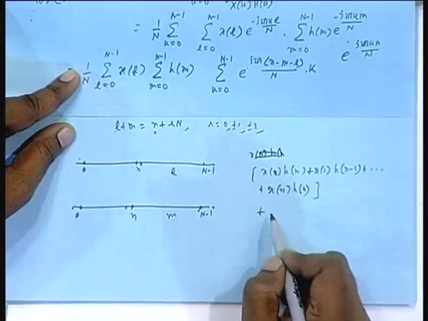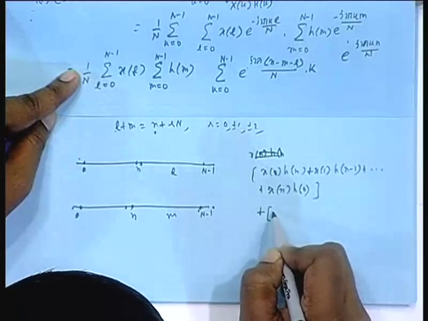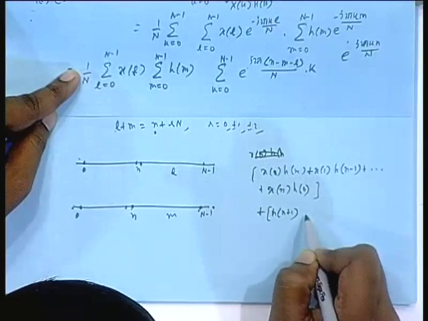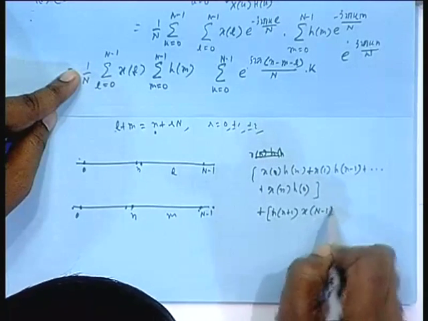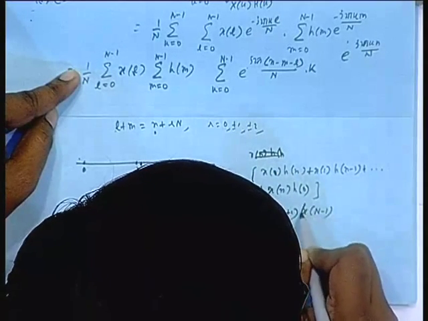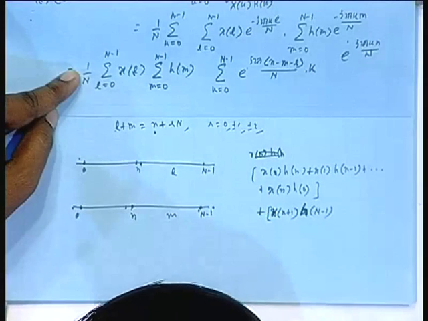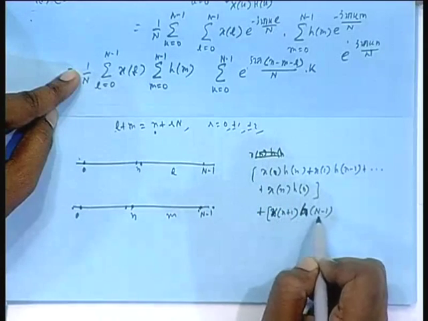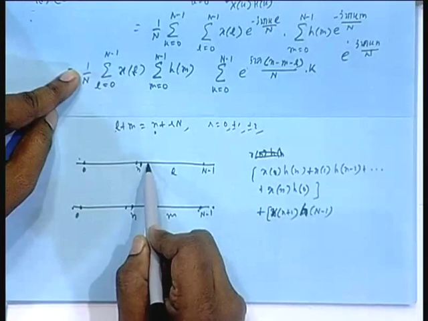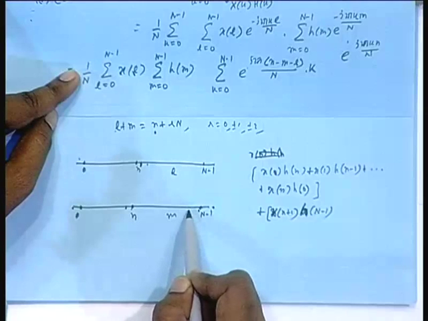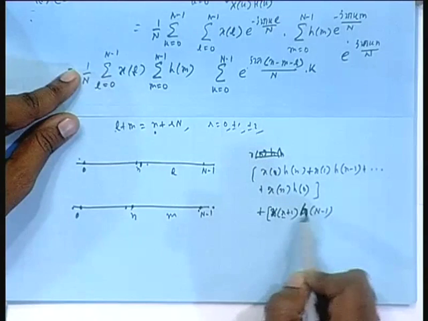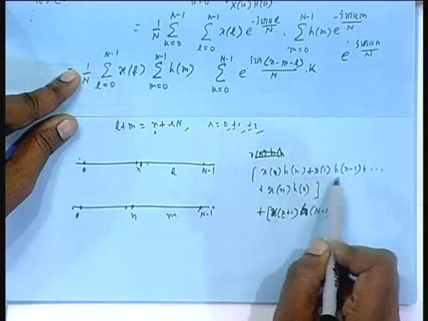Isn't it? So, that means h n plus 1 into x, sorry, this is x, this is x n plus 1 h n minus 1, and as you go on increasing, if it is n plus 2, this will be capital N minus 2, so on and so forth. Easiest way to remember is, if you add the two indices, they should amount to small n plus capital N here. Here, if you add the indices, it should amount to small n.